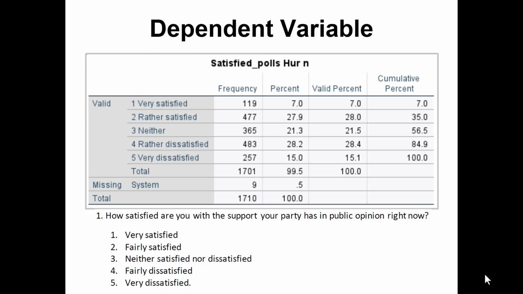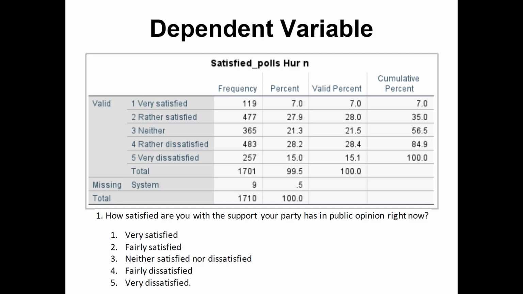OLS regression is fine for any dependent variable. It's not always the case, but he is right. OLS regression, even when you violate some of the assumptions, typically provides robust findings that won't change even when you do something more fancy, right? It's not always the case, not always the case.